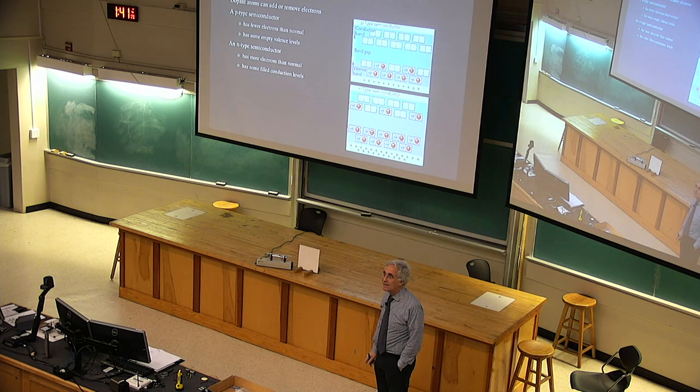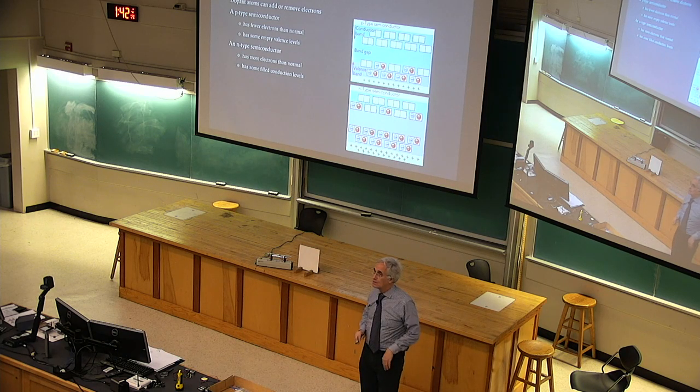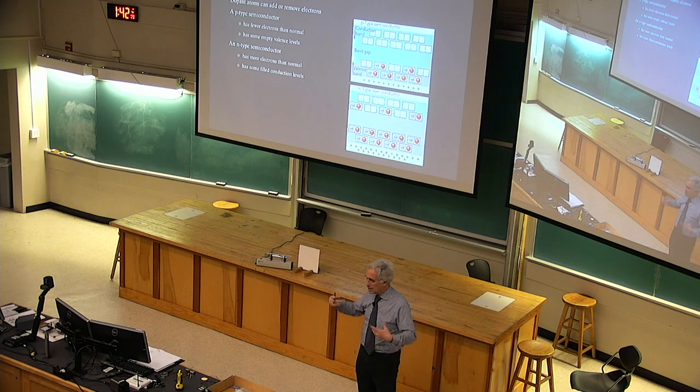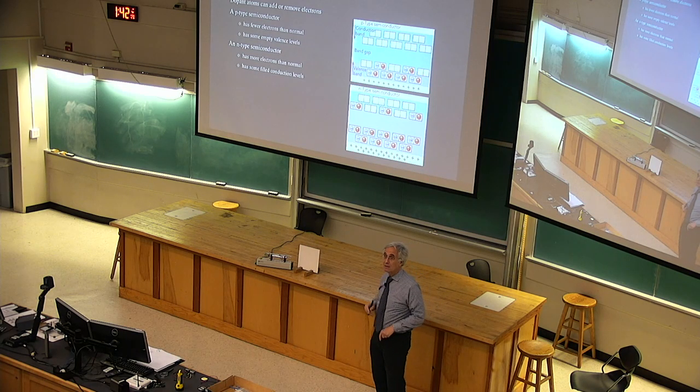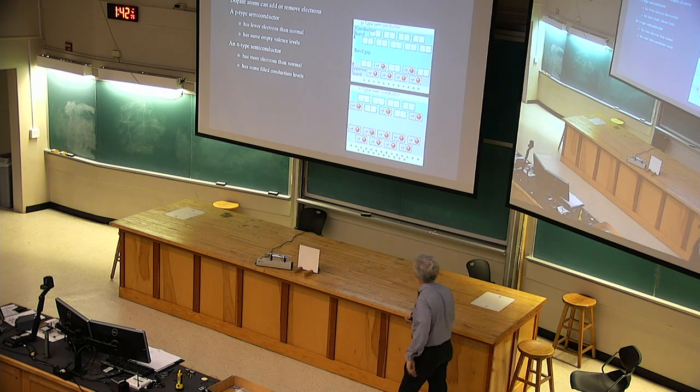Well, that means this is an electrical conductor, and the more aluminum you put into it, the more you empty out the valence levels, the better a conductor it becomes. So you can make silicon that conducts electricity a little bit by doping it with aluminum. So it's called P-type semiconductor, P for positive. All right? Any questions about P-type semiconductor?